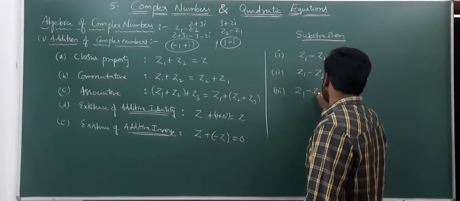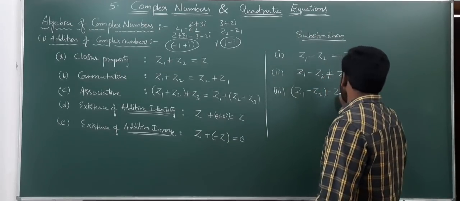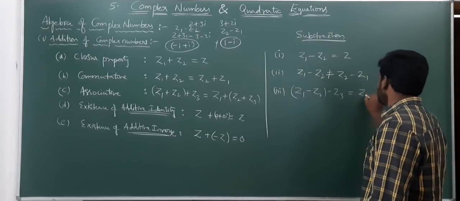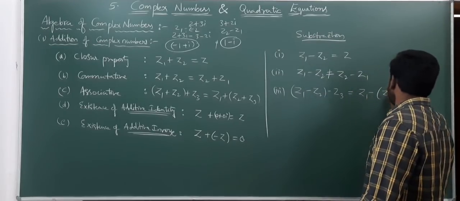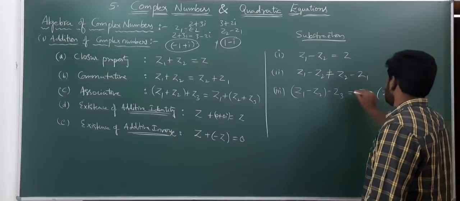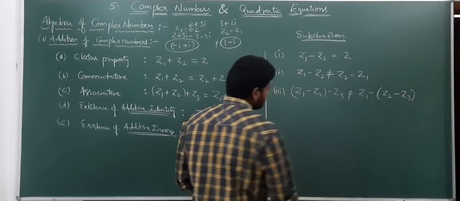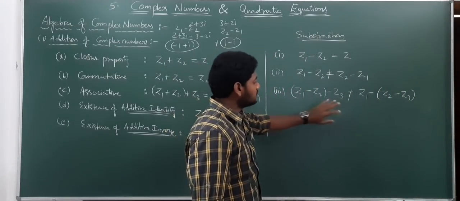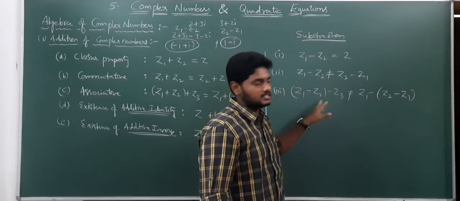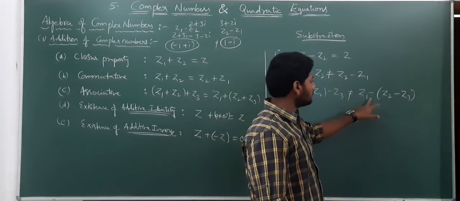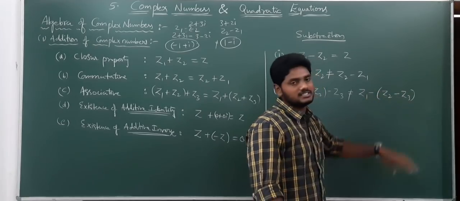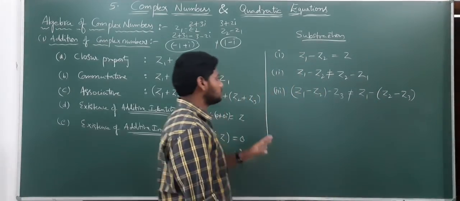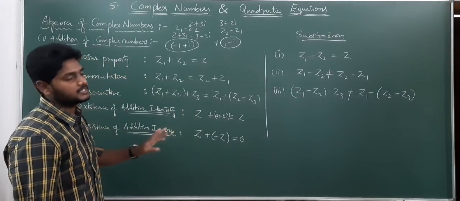Z1 minus Z2 minus Z3 is not equal to Z1 minus of Z2 minus Z3. Check why. Because in Z1 minus Z2 minus Z3, everything is subtraction, but in Z1 minus of Z2 minus Z3, minus into minus gives plus Z3. So it won't be equal. So the associative property also fails in subtraction.